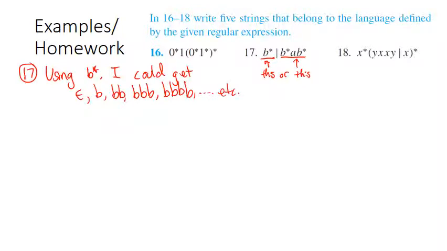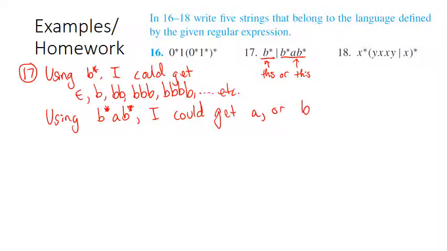Okay, and then using the one that's on the other side, B star, A, B star. So the only thing I have to do is put some B's, and then I have to put one A, and then I have to put some more B's. So I could just get A, because I don't have to put any B's. When you have the B star, you can put 0 B's. Or I could do BAB, BBBABB, BBBBBABBB.